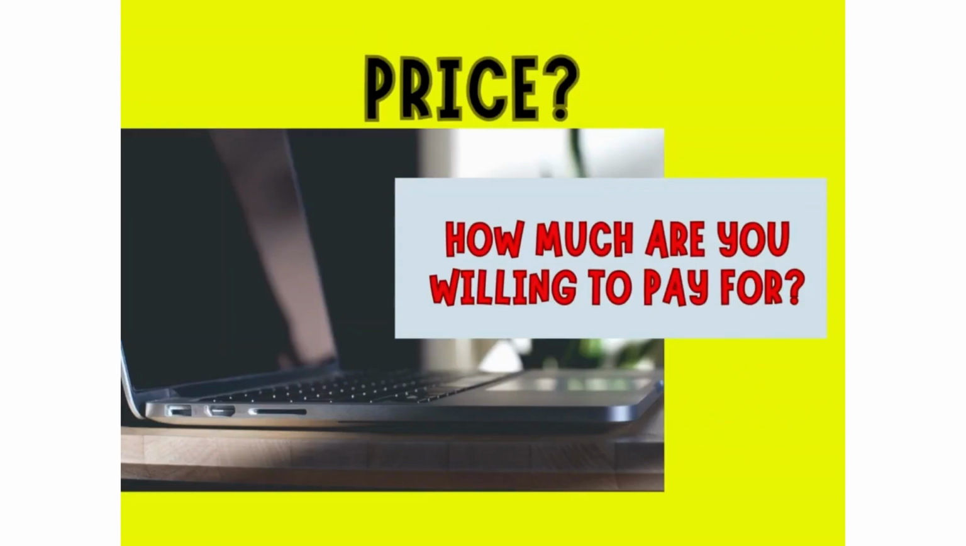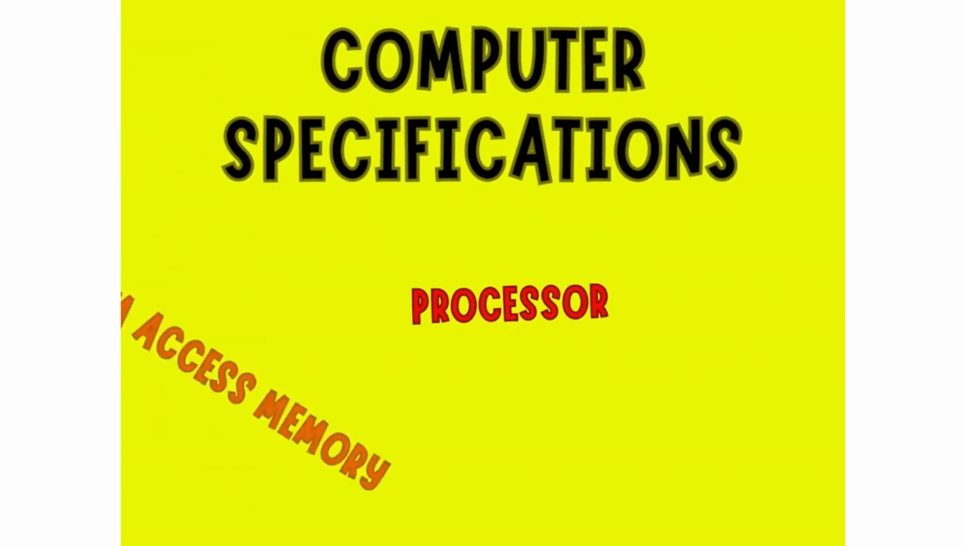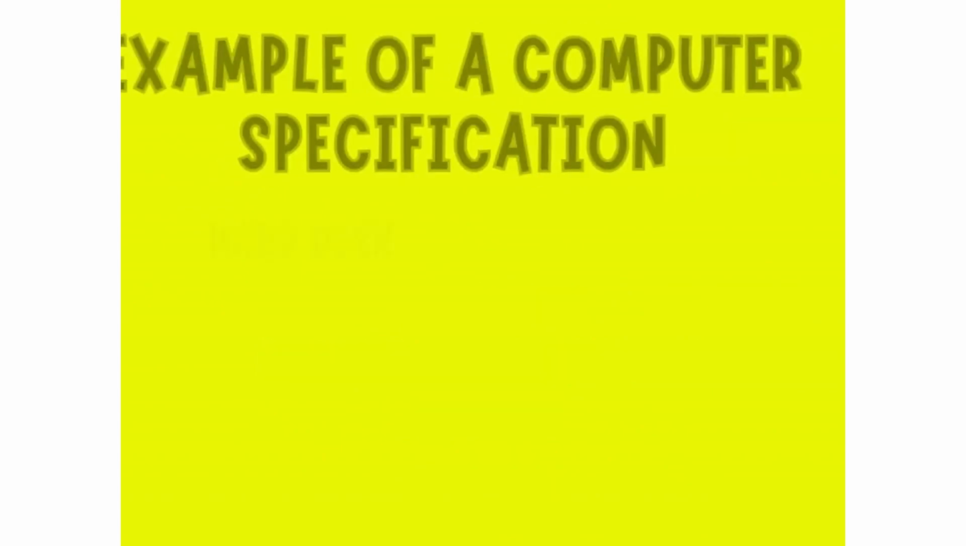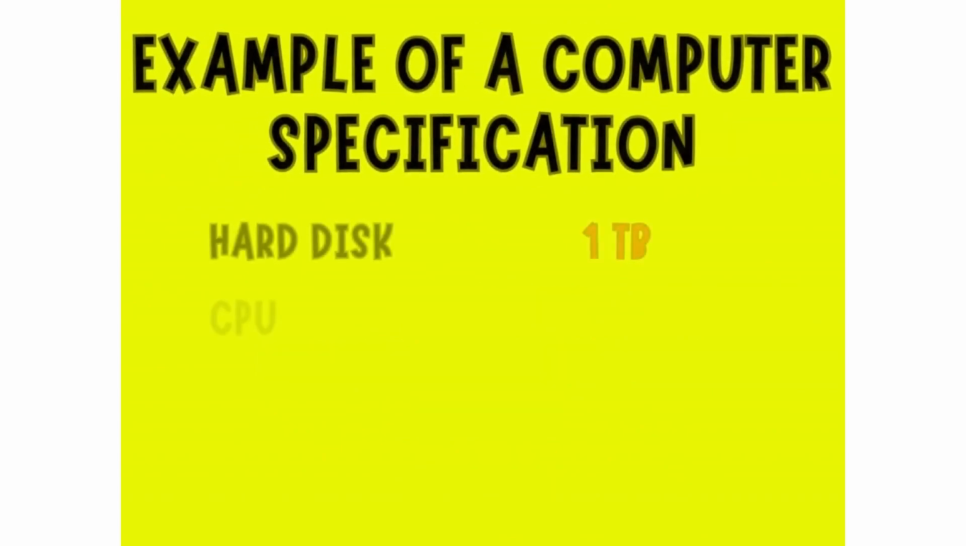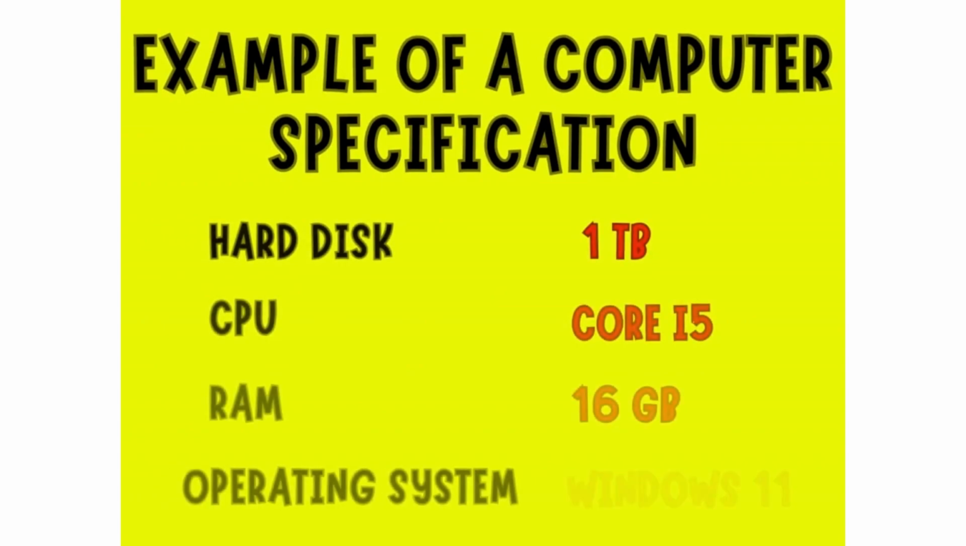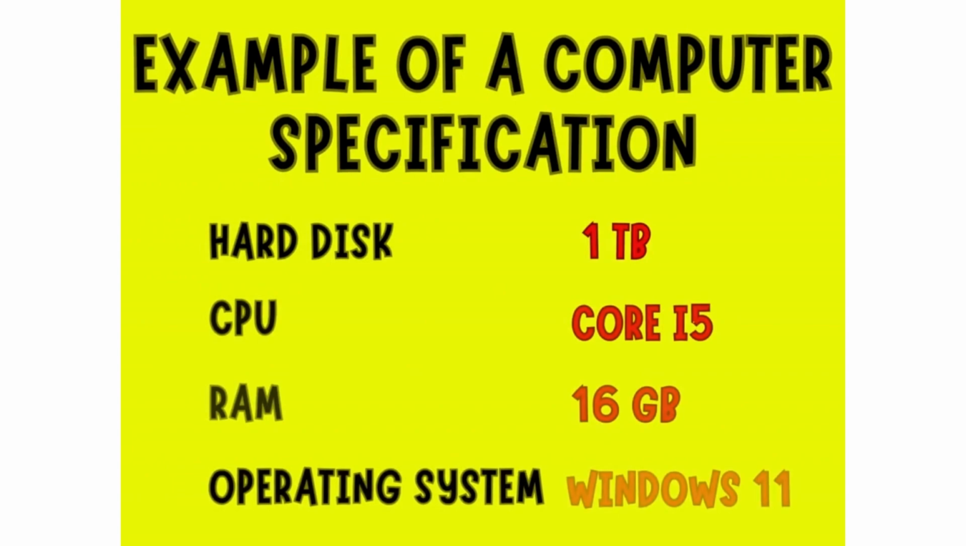Price. How much are you willing to pay for? Computer prices are usually determined by the following specifications: processor, random access memory or RAM, storage, and brand. Latest processors are usually more powerful and, of course, more expensive. In terms of memory or RAM, the higher the better, but of course, it's also more costly.